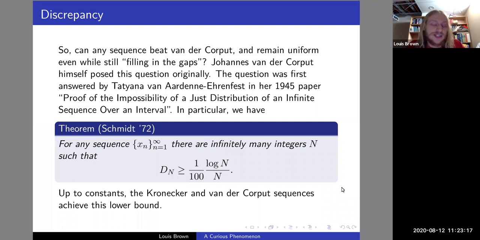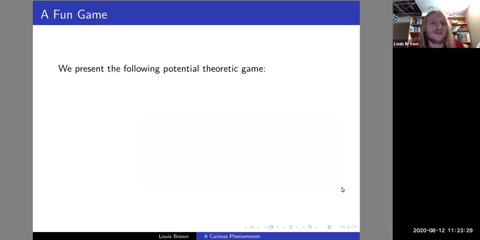And I mentioned before that Kronecker and van der Corput are both optimally regular in all of those senses. So in particular, they achieve these lower bounds up to some constants. So now let's present a fun potential theoretic game.